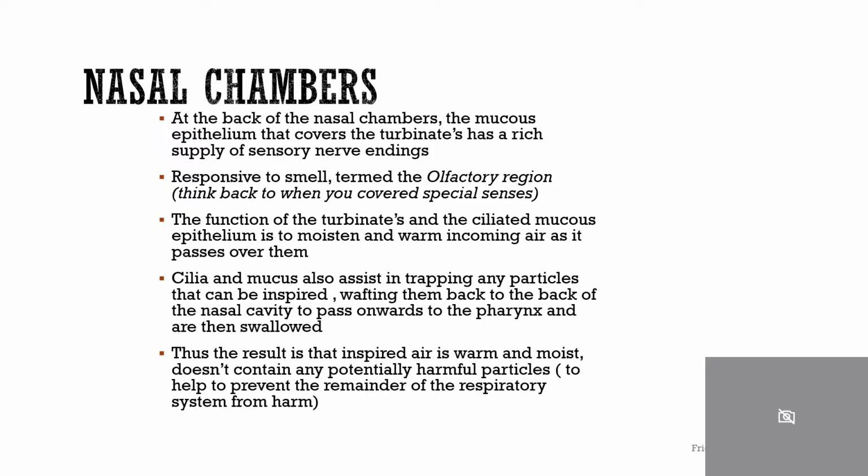A function of the turbinates and the ciliated mucous epithelium is to moisten and warm incoming air as it passes over them. The cilia and mucus also assist in trapping any particles that can be inspired and waft them back to the back of the nasal cavity to pass onwards to the pharynx and to then be swallowed. Thus, the result is that the inspired air is warm and moist. It doesn't contain any potentially harmful particles, and the purpose of that is to help to prevent the remainder of the respiratory system from any harm occurring.